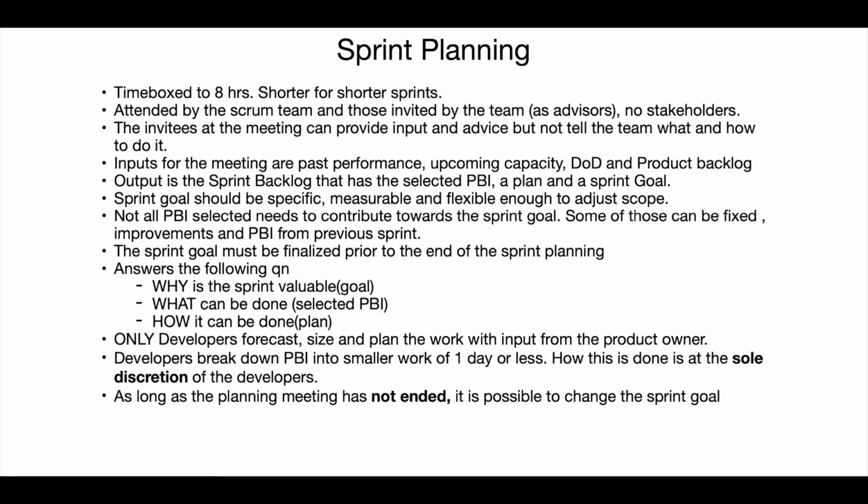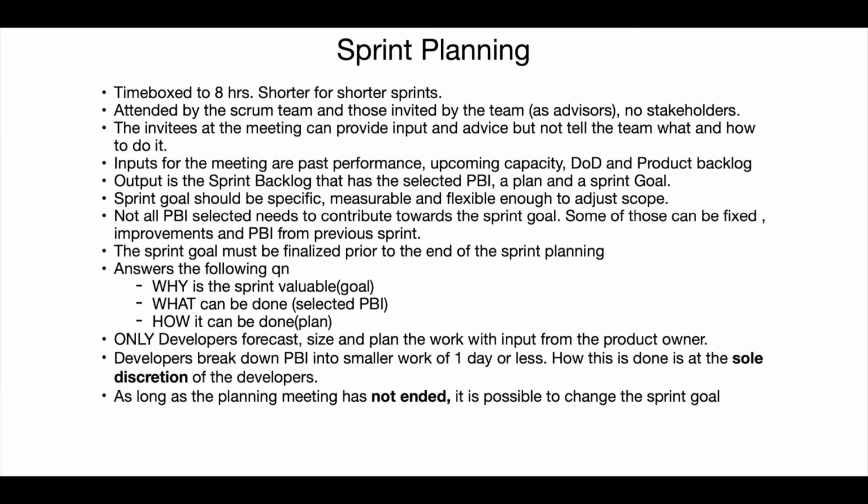Sprint planning. It's time boxed to 8 hours. It's shorter for shorter sprints. It's attended by the Scrum team and those invited by the team as advisors. There are no stakeholders in the meeting. The invitees at the meeting can provide input and advice but not tell the team what and how to do it. Inputs for the meeting are past performance, upcoming capacity, definition of done, and product backlog. Output of the meeting is the sprint backlog that has the selected PBIs, a plan, and a sprint goal.